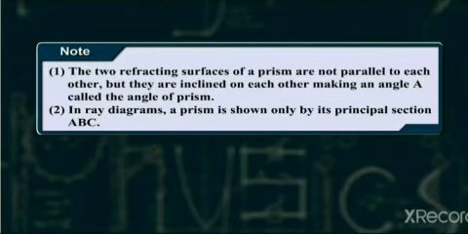Note 1. The 2 refracting surfaces of a prism are not parallel to each other, but they are inclined on each other, making an angle A called the angle of prism. 2. In ray diagrams, a prism is shown only by its principal section ABC.